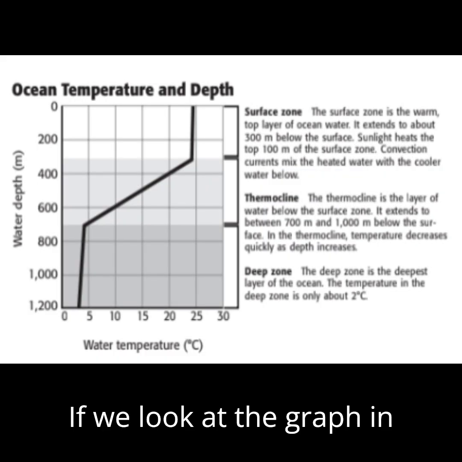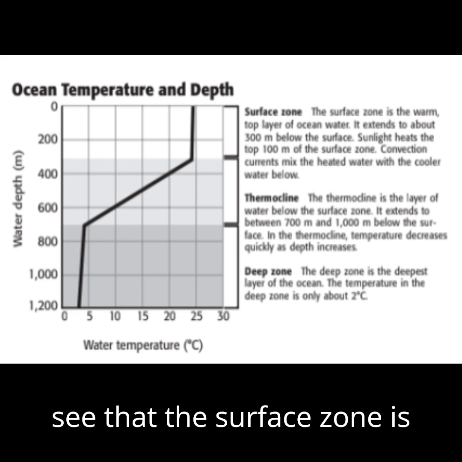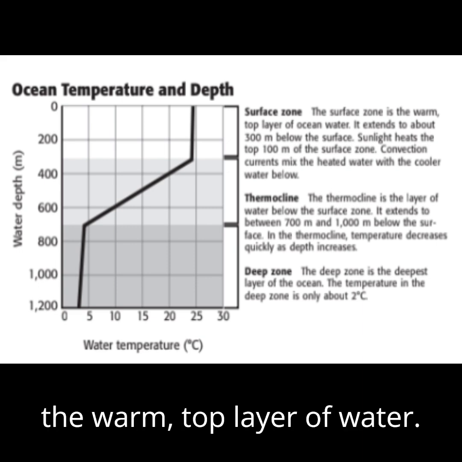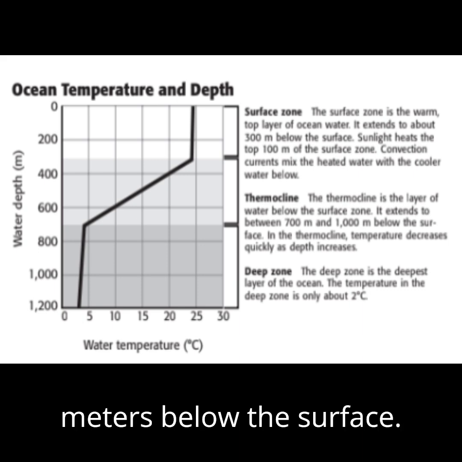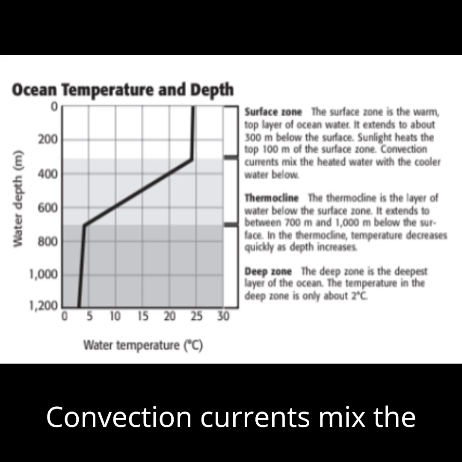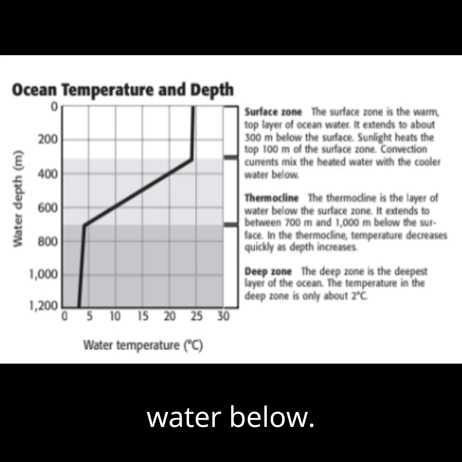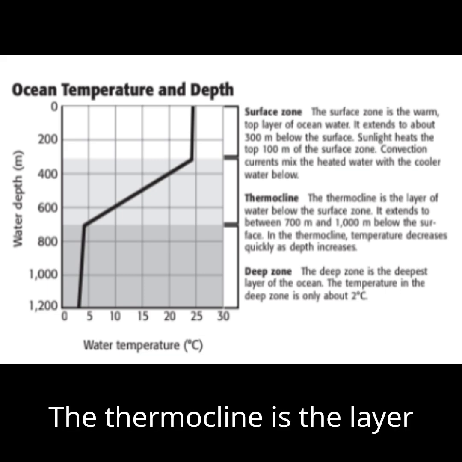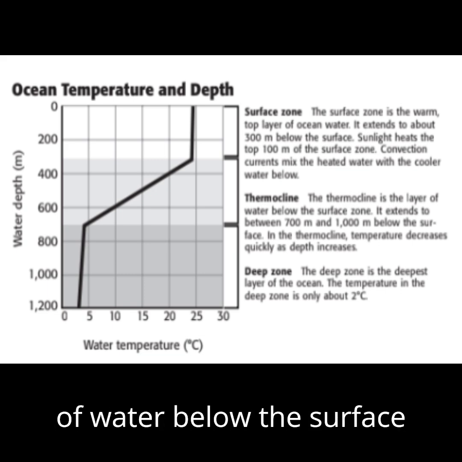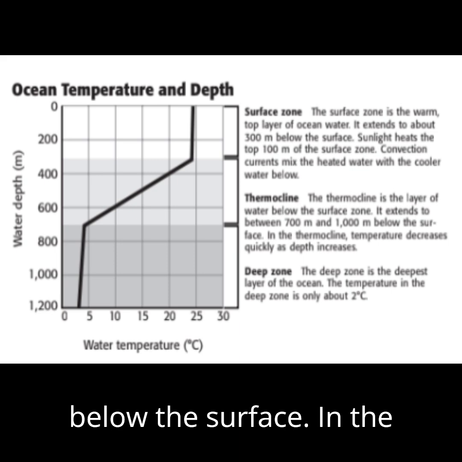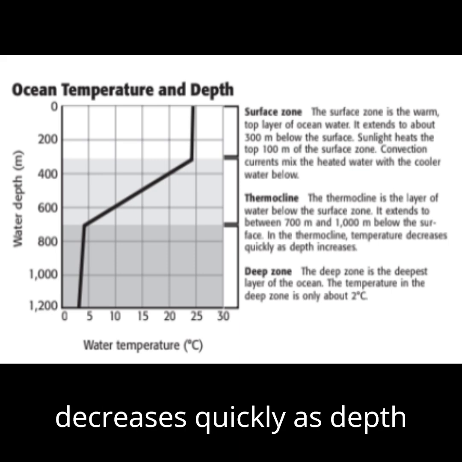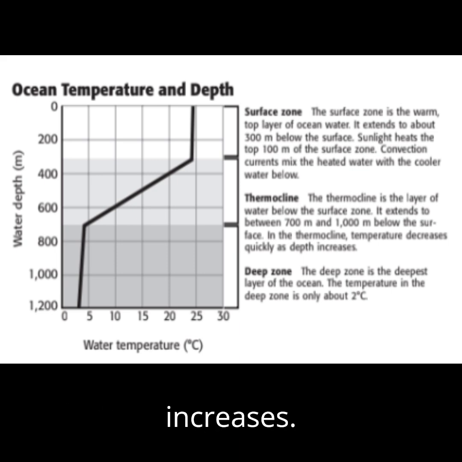If we look at the graph in your chapter reading, we can see that the surface zone is the warm, top layer of water. It extends to about 300 meters below the surface. Convection currents mix the heated water with the cooler water below. The thermocline is the layer of water below the surface zone. It extends to between 700 meters and 1,000 meters below the surface. In the thermocline, temperature decreases quickly as depth increases.